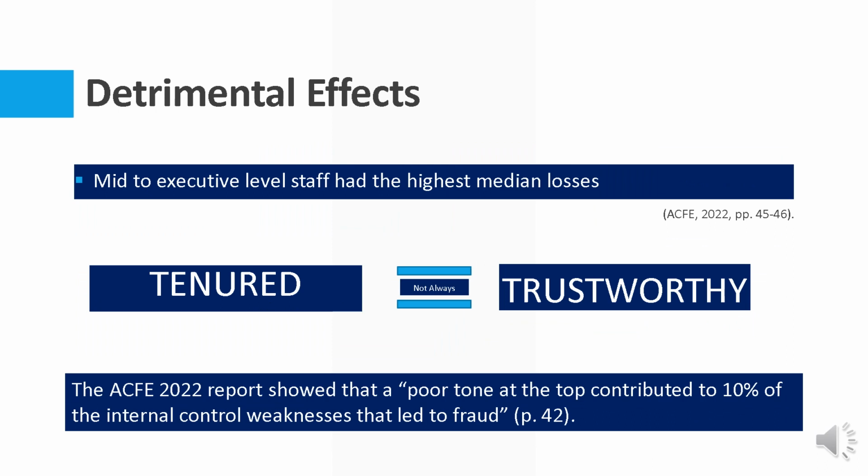Mid to executive level staff had the highest median losses. It shows that being tenured does not always mean that one is trustworthy. The ACFE report showed that a poor tone at the top contributed to 10% of the internal control weaknesses, which is a significant fraud prevention technique. So we do have some concerns there, and that explains why financial statement fraud is one of the ones with the highest median losses.